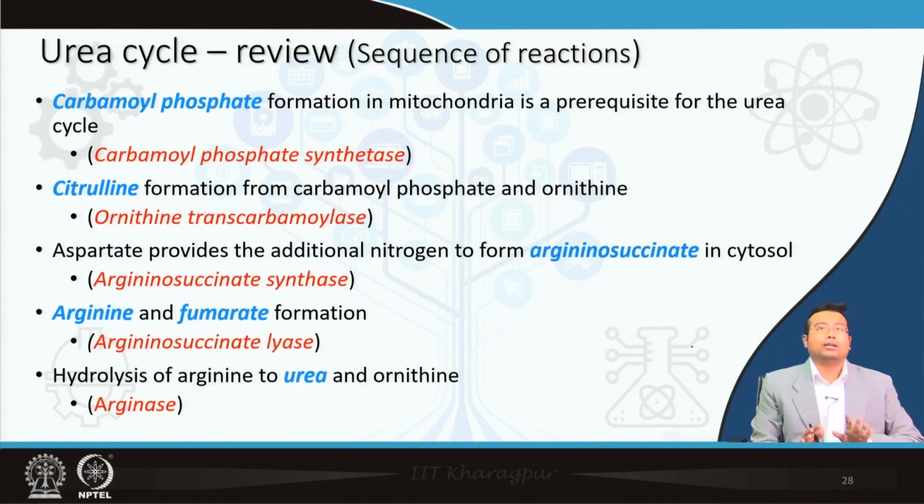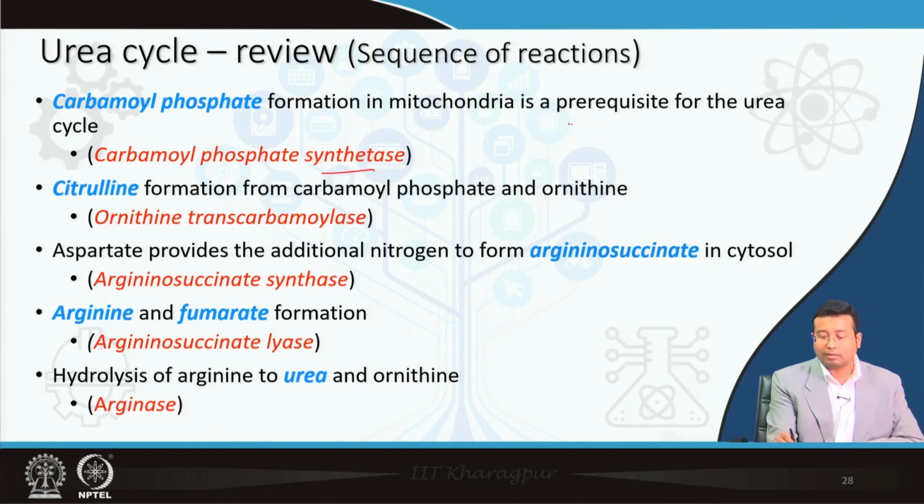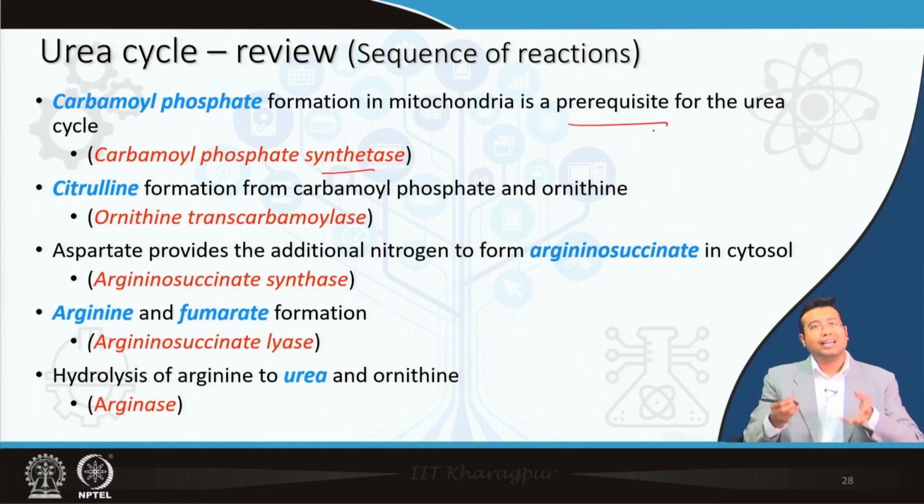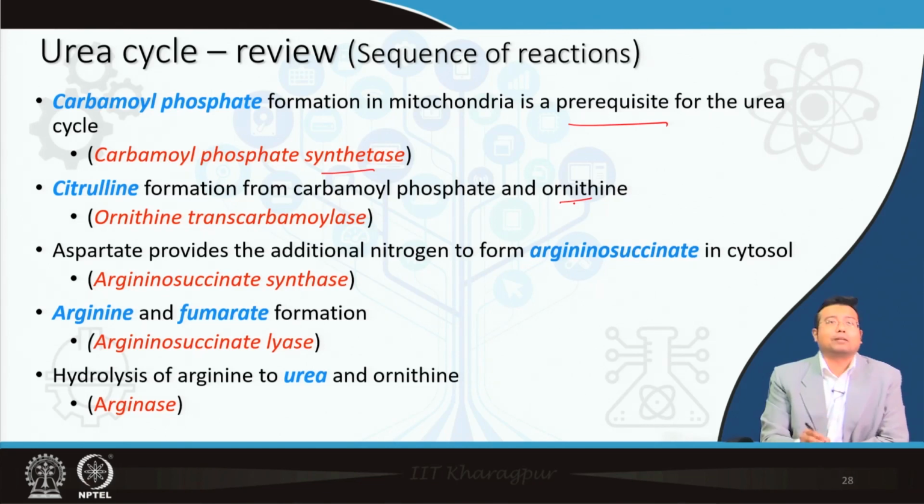So, if we just review the whole sequence of reactions, the first step is synthesis of carbamyl phosphate by the enzyme carbamyl phosphate synthetase, which is the prerequisite for the urea cycle. In the next step, citrulline is formed when carbamyl phosphate acts with ornithine. CPS is the abbreviation of carbamyl phosphate synthetase. Okay. Next step, what happens?